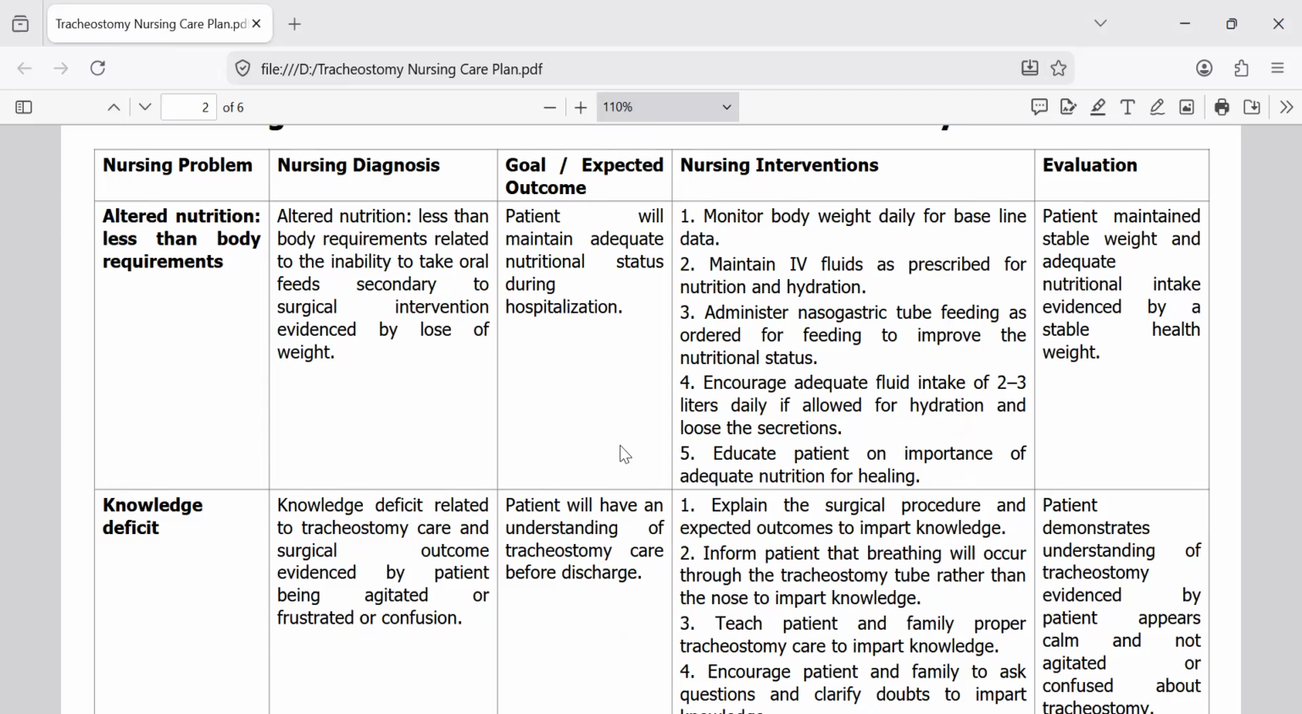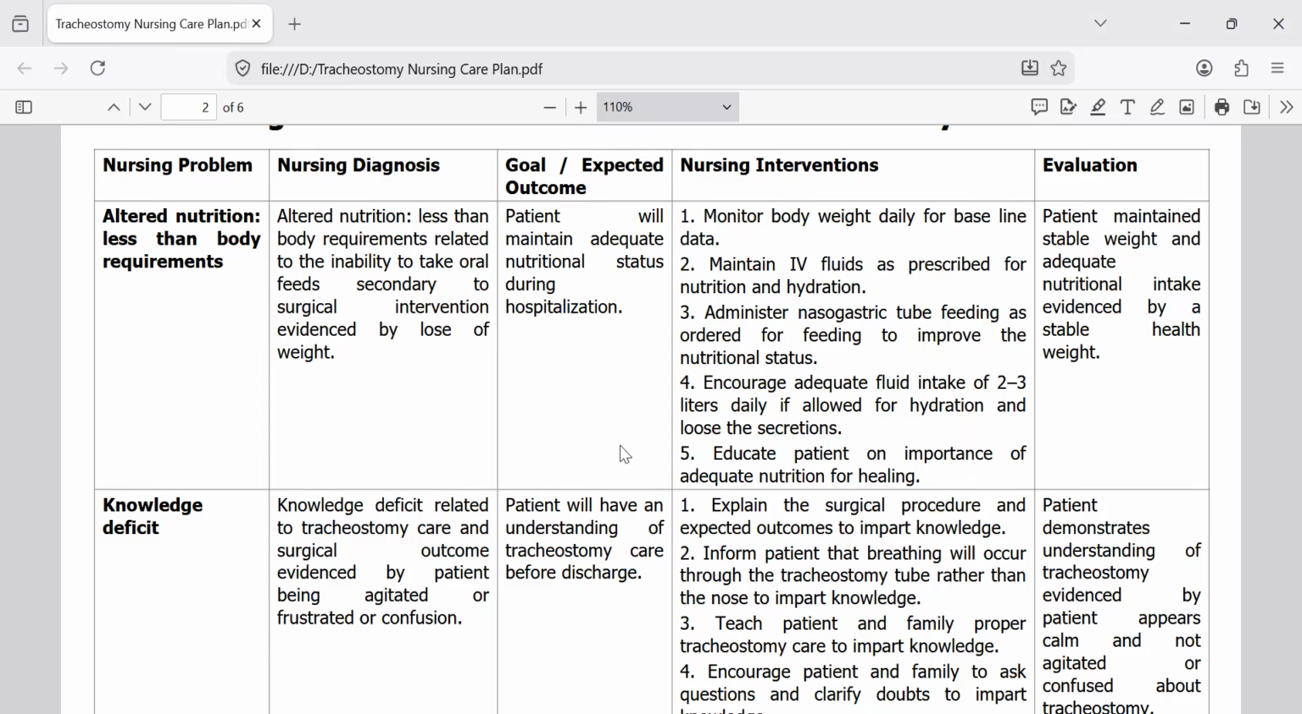Interventions: number one, I will monitor the body weight daily for baseline data or to note any anomalies. Number two, I will maintain intravenous fluids as prescribed for nutrition and hydration. Number three, I will administer a nasogastric feeding tube as ordered for feeding to improve the nutritional status. Number four, I will encourage adequate fluid intake of 2 to 3 liters daily if allowed, for hydration and to loosen the secretions.